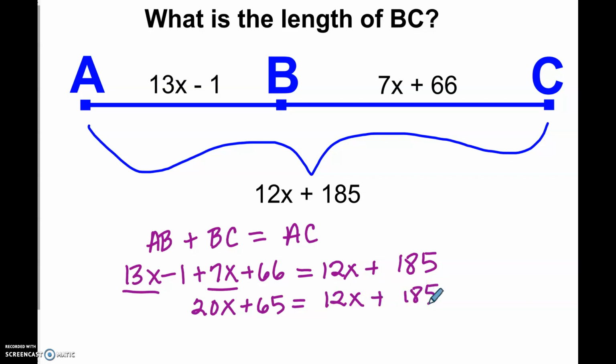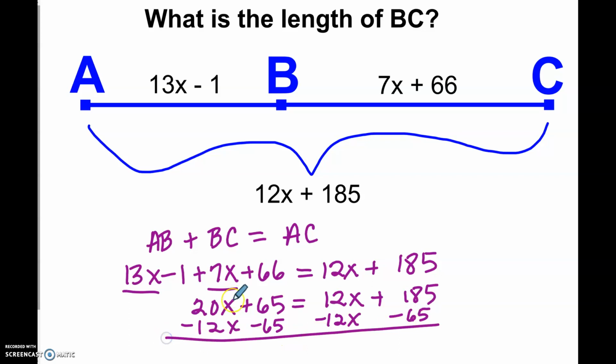Okay, now I have to get my like terms together across sides here. So I'm going to subtract 12x from both sides. And at the same time, I'm going to subtract 65 from both sides. So what do we have? 20x minus 12x is 8x. And 185 less 65 is 120. And now that says 8 times x. So what I'm going to do is divide both sides by 8. So when I take 120 and divide by 8, I get x is equal to 15.